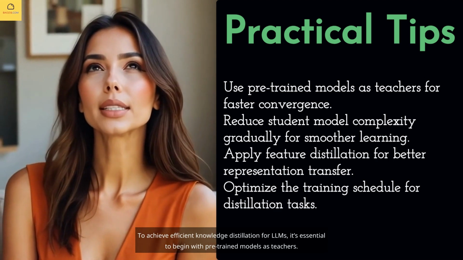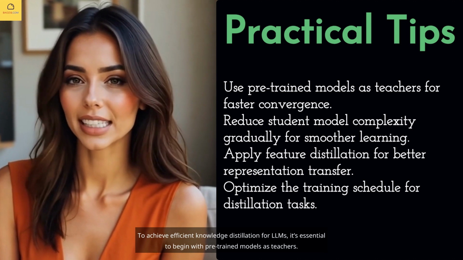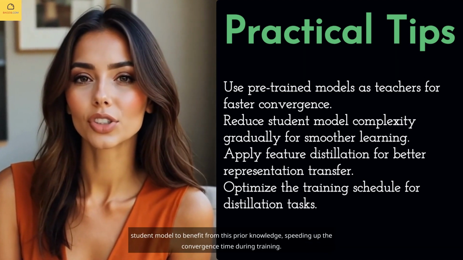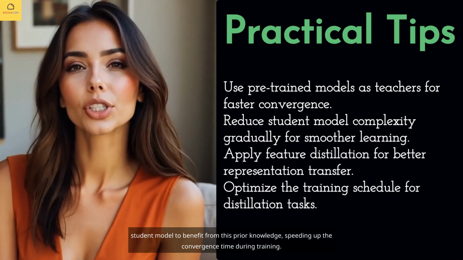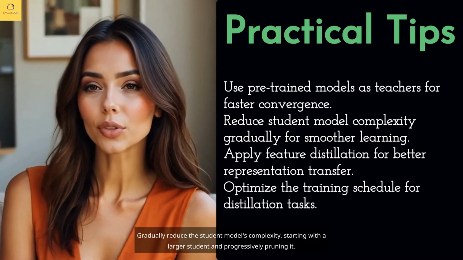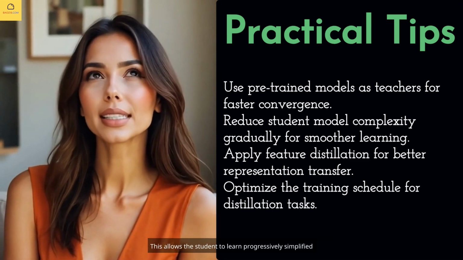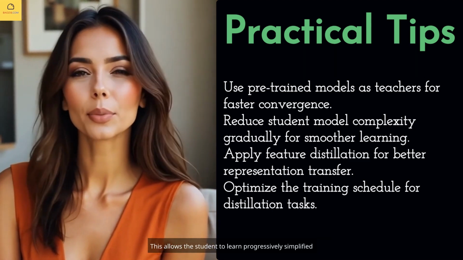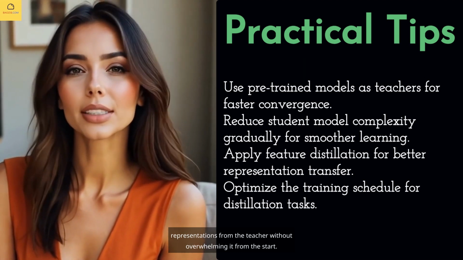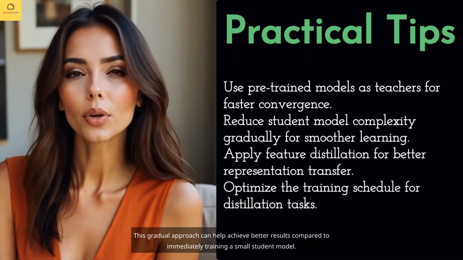To achieve efficient knowledge distillation for LLMs, it's essential to begin with pre-trained models as teachers. These models have already learned from vast data sets, allowing the student model to benefit from this prior knowledge, speeding up the convergence time during training. Gradually reduce the student model's complexity, starting with a larger student and progressively pruning it. This allows the student to learn progressively simplified representations from the teacher without overwhelming it from the start. This gradual approach can help achieve better results compared to immediately training a small student model.